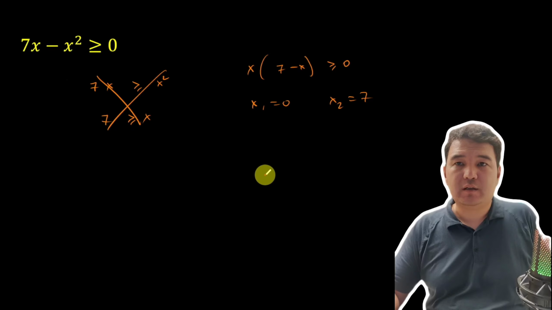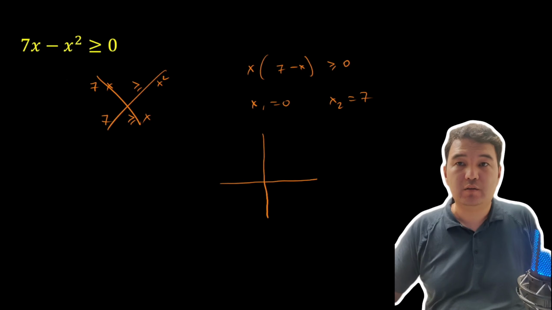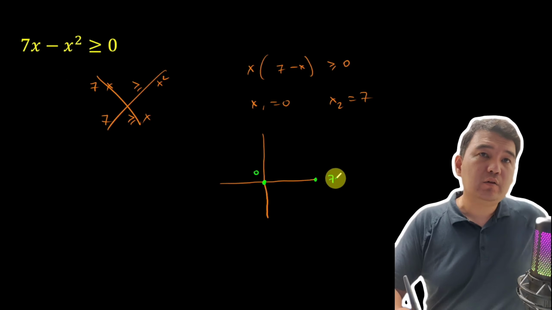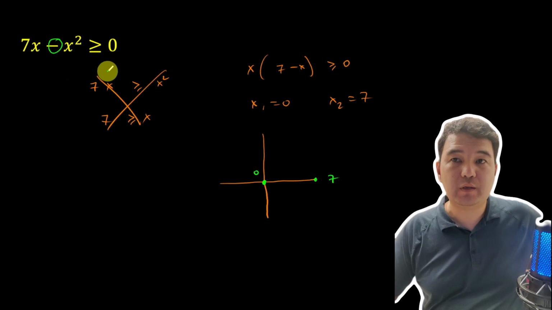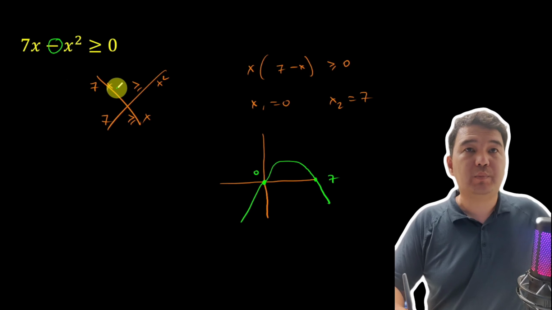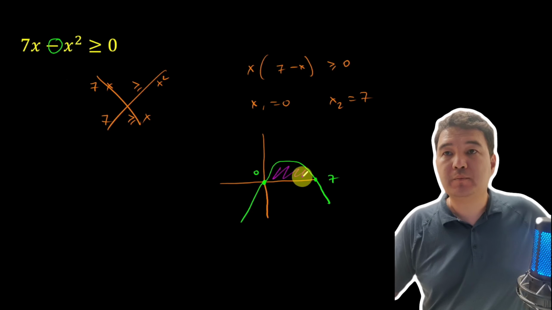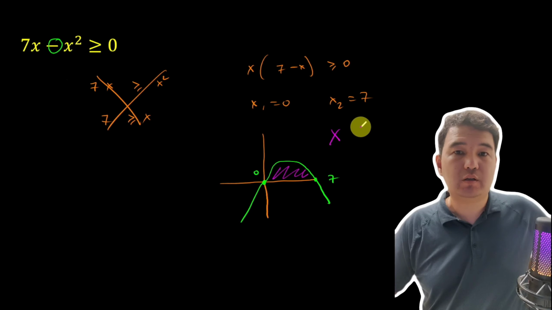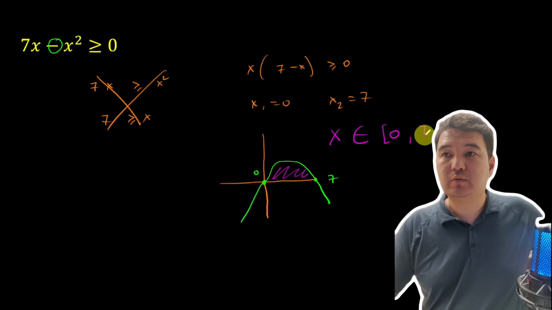If you plot the graph of this quadratic function, the roots are 0 and 7. The coefficient in front of x squared is negative, so that would be a parabola facing downwards. And we want the parabola to be positive. We are looking for the positive part, and it could be equal to 0. So the solution set of this inequality is the closed set from 0 to 7.